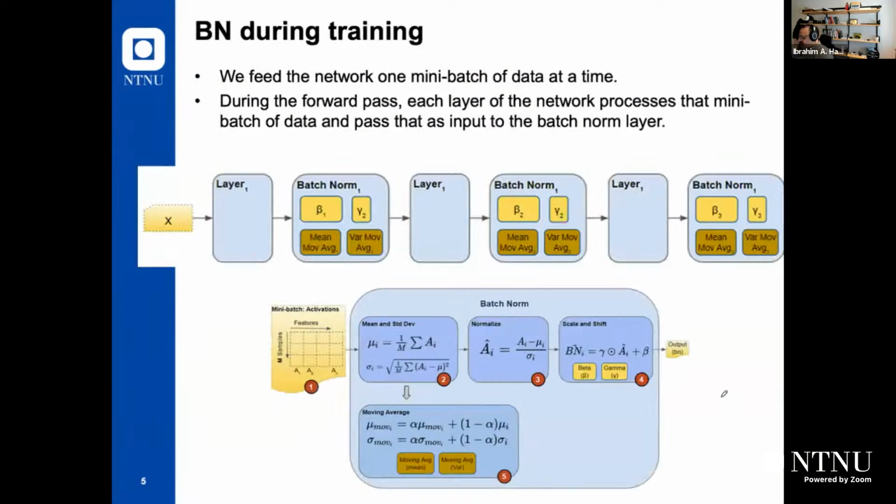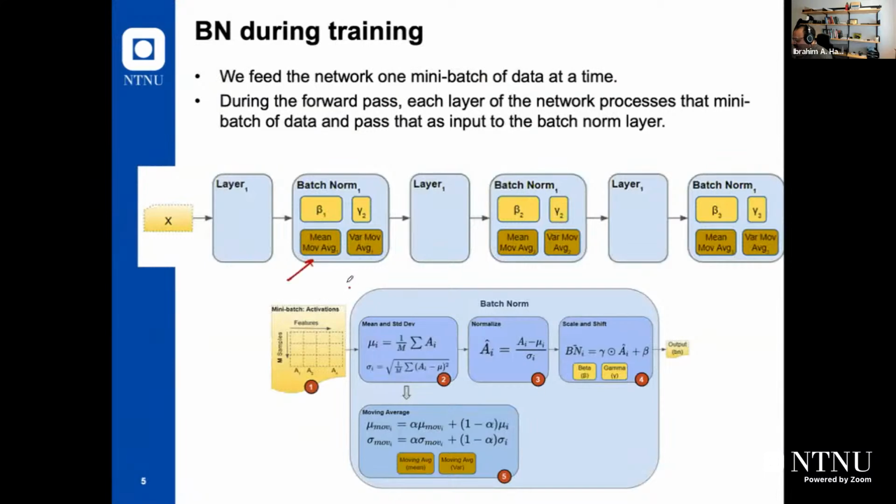During the training process, we feed the neural network 1 mini batch at a time. Each time we feed it a mini batch, and during the forward pass, each layer of the network processes that mini batch of data and passes that as an input to the batch normalization layer. So first, we have our mini batch. We pass this mini batch to the first layer. We get those outputs. We send those outputs to this batch normalization layer, and it will do those calculations over the mini batch. So in this case, it will calculate this mean and variance.